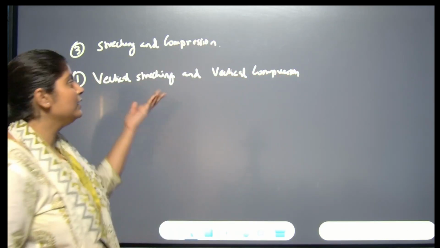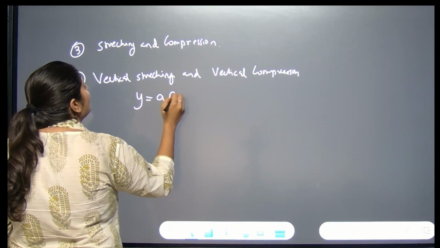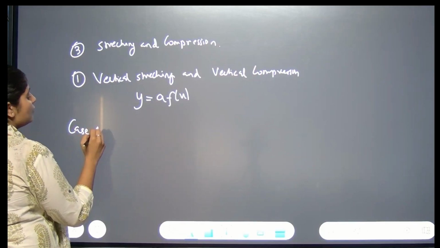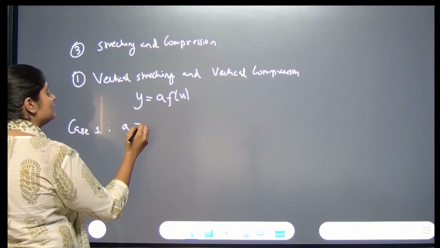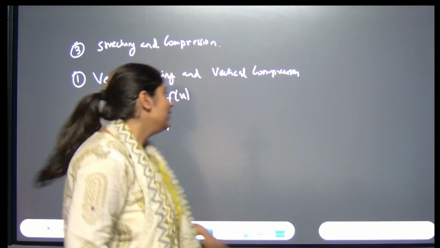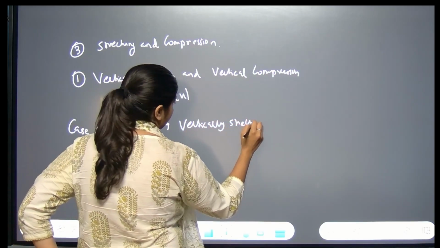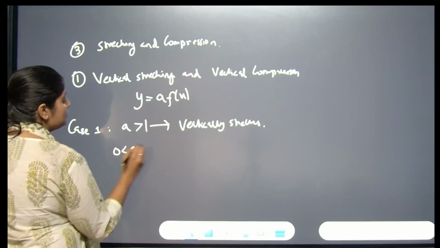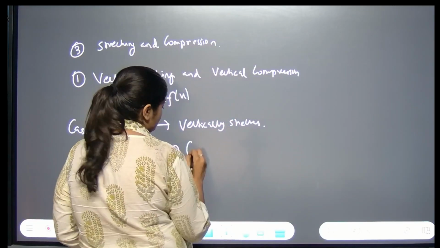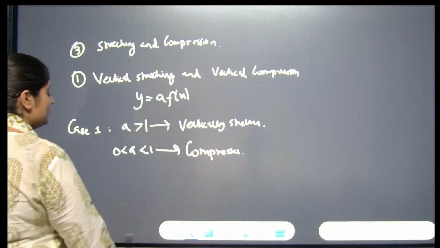The expression for vertical stretching and vertical compression is given by y equals a times f of x. Right? So there are two cases here. Case 1 is when a is greater than 1, the graph vertically stretches. When a lies between 0 and 1, the graph vertically compresses. Let's see this by an example.